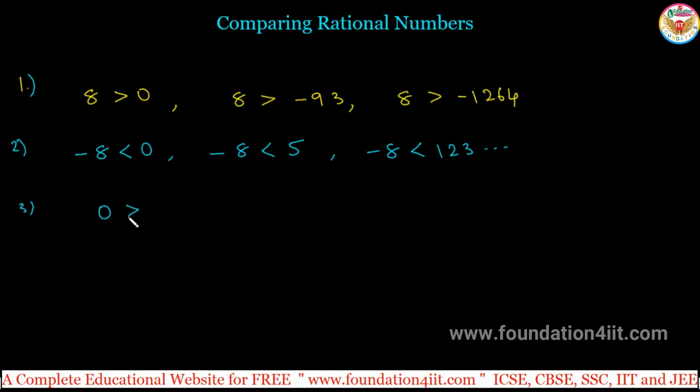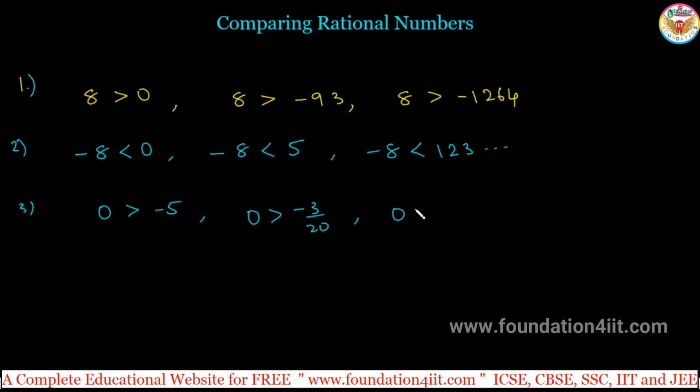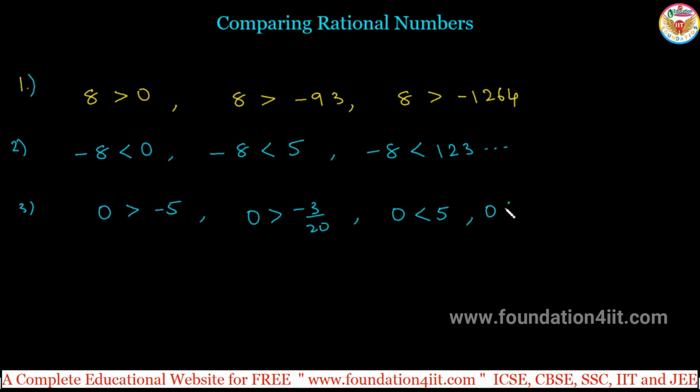So 0 is always greater than all the negative numbers. 0 is greater than minus 8. 0 is greater than minus 3 by 20. Any negative number you can take, 0 is greater than negative. But 0 is less than positive numbers, 0 is less than any positive. 0 is greater than negative, 0 is less than positive. And based on this we can compare the rational numbers.